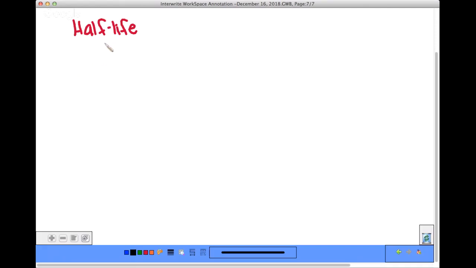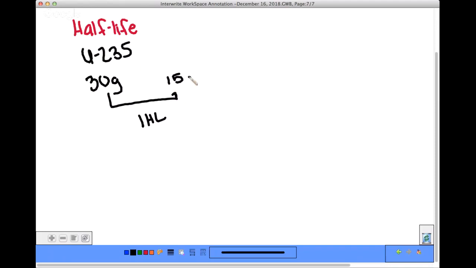Okay, so if we have half-life, let's say that we have a sample of, I don't know, uranium-235. Let's say that we start off with 30 grams of it. After one half-life, we will have half that amount. So we will actually have 15 grams. So every time one half-life passes, we have half the amount of sample.